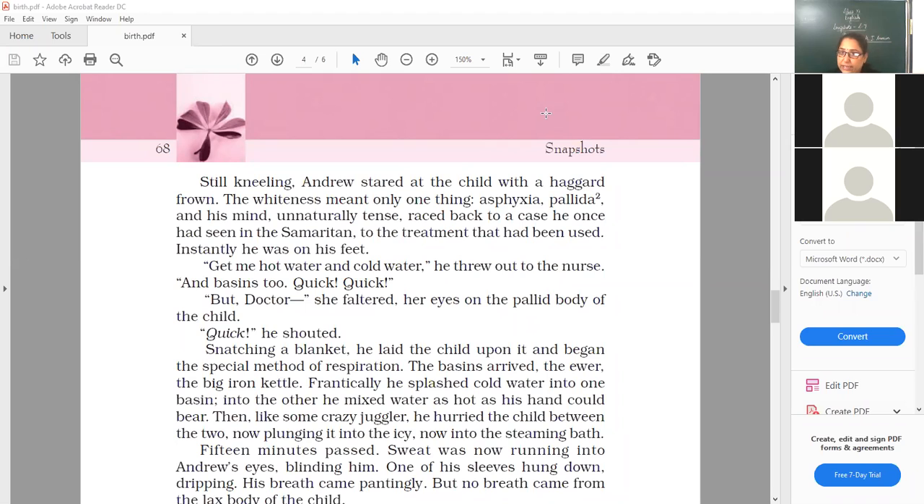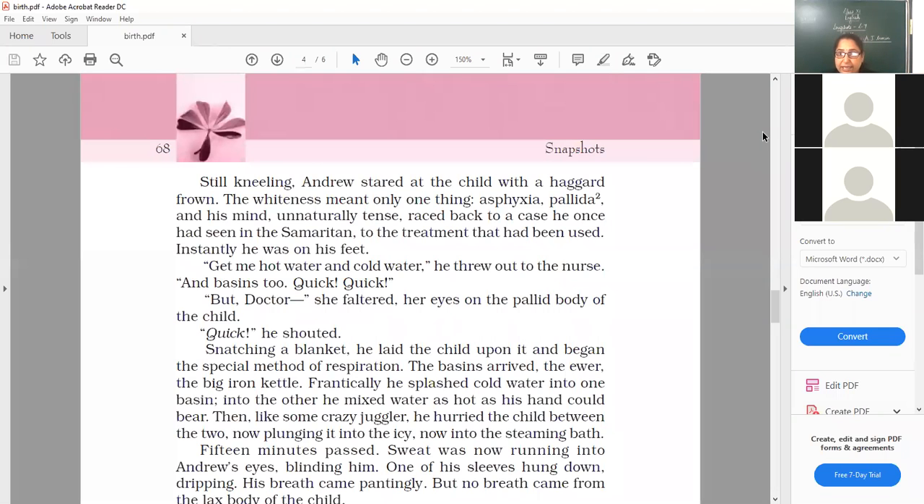But doctor, there's a meaning in this phrase. What is the meaning here? The meaning is that, but doctor, the child is born dead. She faltered, her eyes on the pallid, lifeless body of the child, where there is no sign that the child is breathing. "Quick," he shouted. Snatching a blanket, he laid the child upon it and began the special method of respiration.